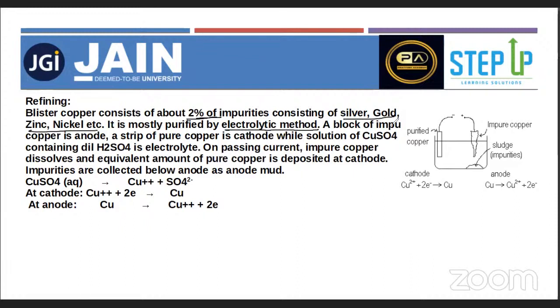So what we do is a block of impure copper is the anode, and a strip of pure copper is the cathode, while a solution of copper sulfate, which contains dilute H2SO4, is the electrolyte. So what is the electrolyte here? Electrolyte is copper sulfate.